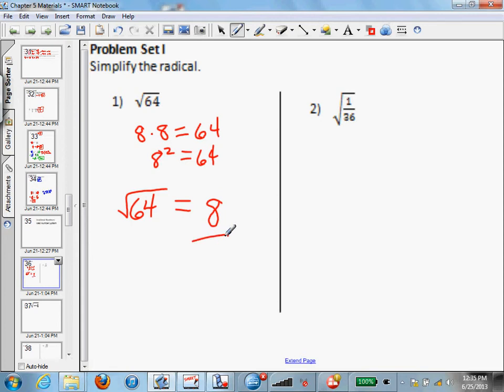And if you look at number 2, you can actually break the square root down into two separate pieces. And the square root of 1 is 1 because 1 squared is 1. And if you look at 36, well, you can think of that as 6 times 6 or 6 squared. So if you were to take the square root of that, you would just be left with 6.